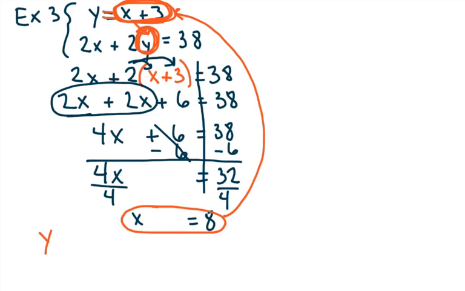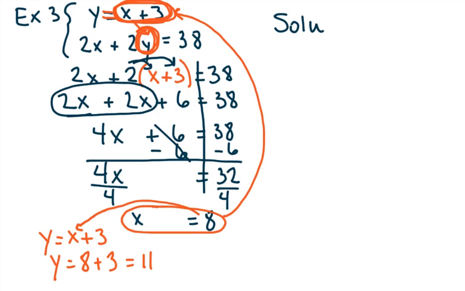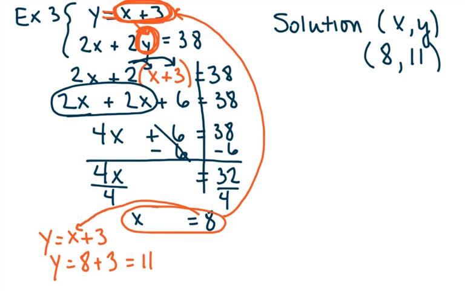We had y equals x plus 3, and now I know my x value is 8, so I'm going to plug 8 in for that x. y equals 8 plus 3, which is 11. Step 4 is to write the solution. So the solution is the point x, y, and the x value I found was 8, and the y value I found was 11. So the answer should be 8, 11. Let's check that.